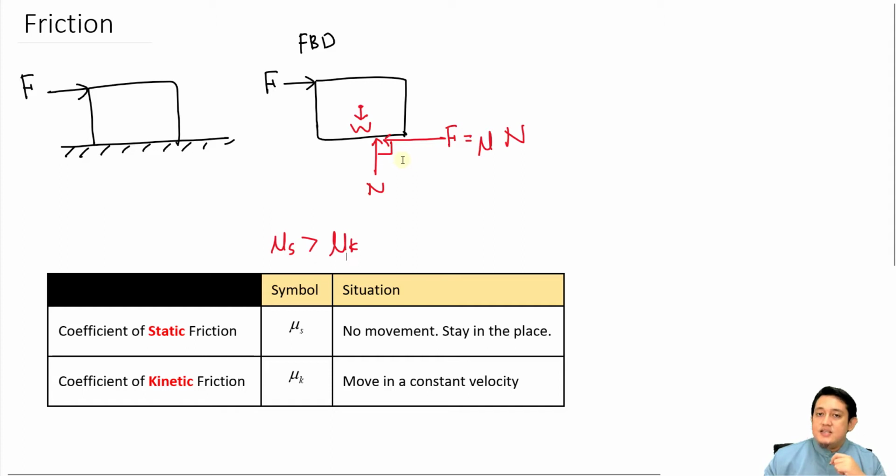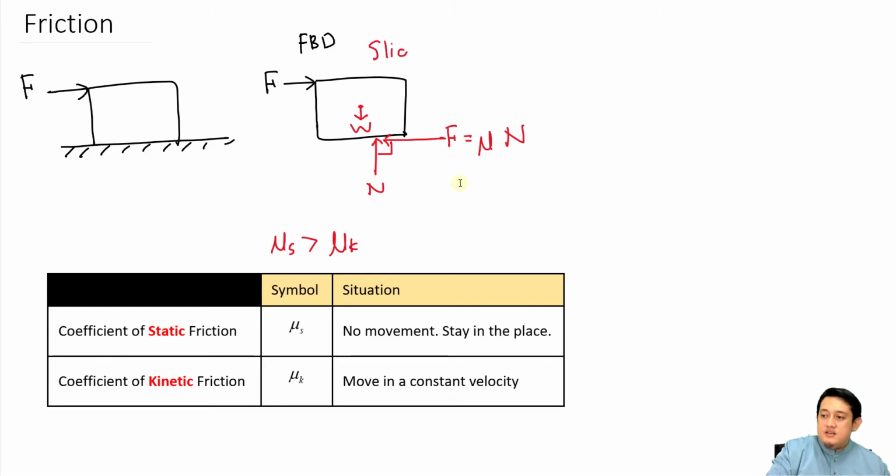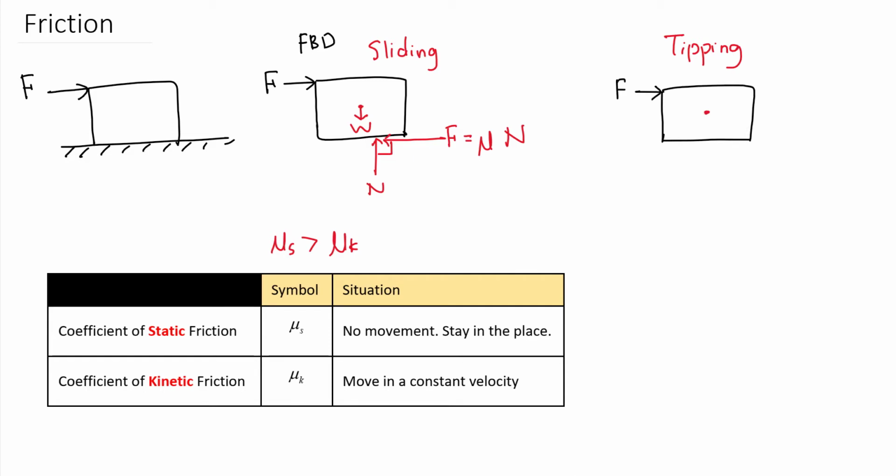When we want to slide something, the position of the normal force must be this one, below the surface here. That means what I drew here is actually sliding. So this is the situation when it is sliding. What is the situation when it is tipping? Let's draw the free body diagram of tipping. So this is the free body diagram when it is tipping. Can you see the difference?